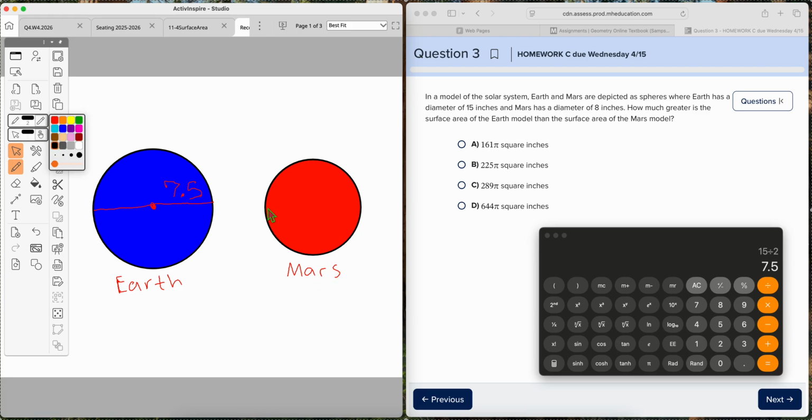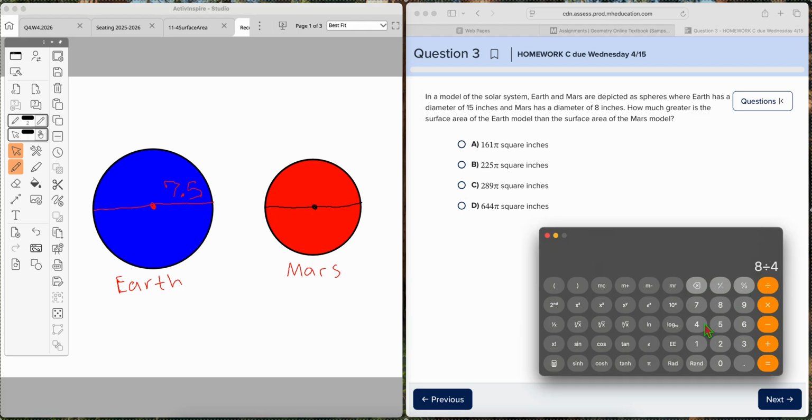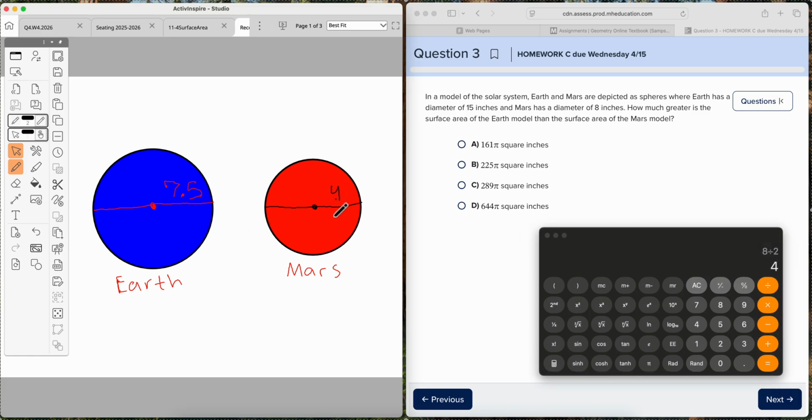So we'll go to Mars and make a diameter. And they've told me that this diameter is 8 inches all the way across. So we need to cut that in half. Hopefully we know that half of 8 is 4. So that tells me that Mars's radius is 4 inches. So now I can find the surface area of each.